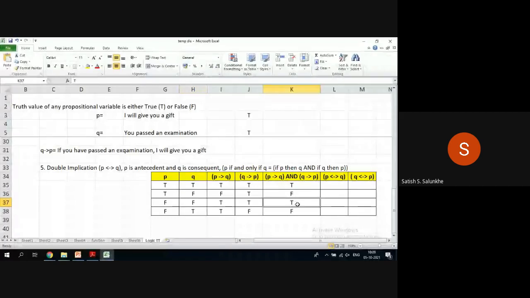Why? Because we are saying here, P implies Q and Q implies P. So P implies Q is true in this condition, P implies Q is true in this condition, P implies Q is true in this condition. Similarly, Q implies P is true in this condition, Q implies P is true for this condition, but for which P implies Q is not true, therefore it is false. So there are only two ways this bidirectional condition is true.